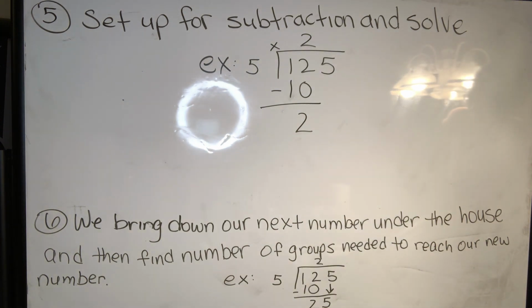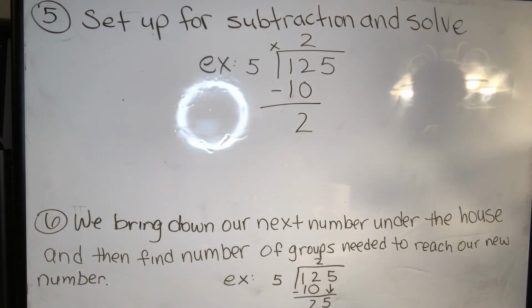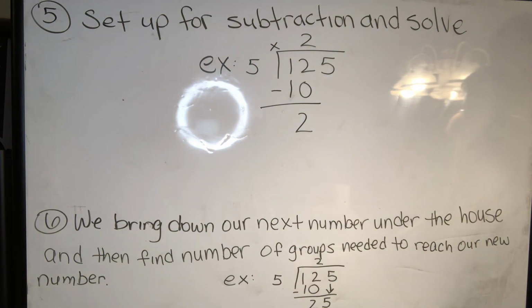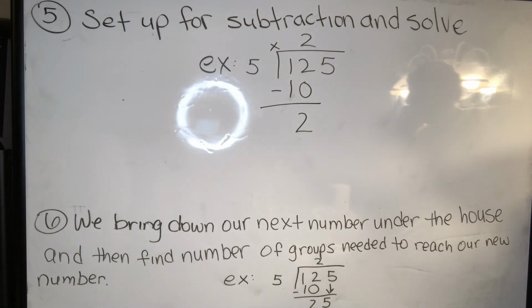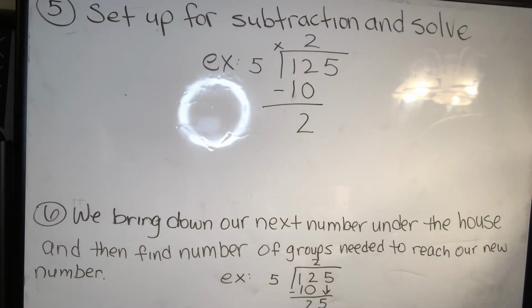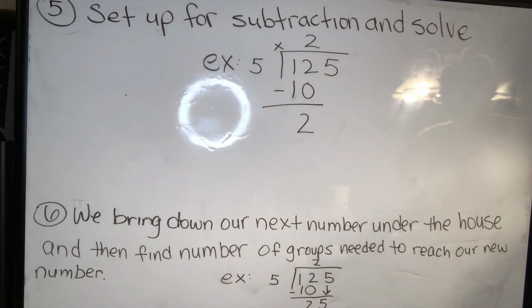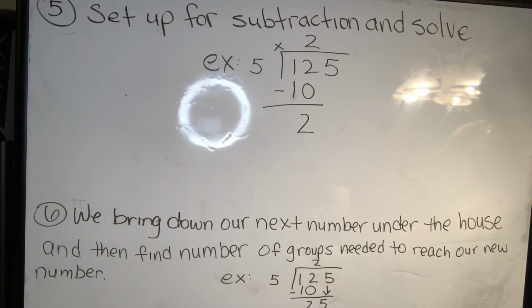Then we bring down our next number under the house and then find the number of groups needed to reach our new number. Example, we did our 5 times 2. We got our 10. We subtracted 12 take away 10. We got 2. And we brought down our 5, which gave us a new number of 25. So now we need to see how many groups it takes to get us close to or to 25.